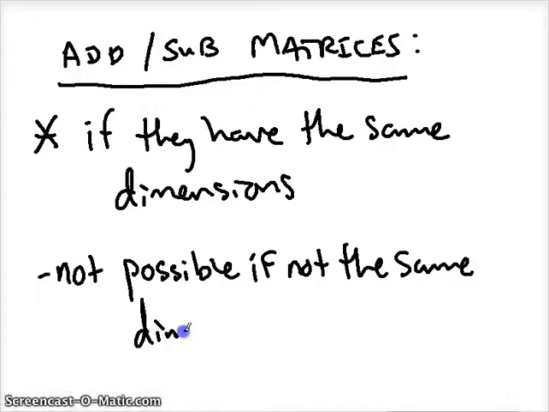And sometimes you will see problems where they try and get you to add matrices or subtract matrices with different dimensions. And this is what you got to tell them. It's not possible. Adding and subtracting matrices is a lot easier than multiplying. So in this video we'll just focus on adding and subtracting, and in the next video we'll get into multiplying.